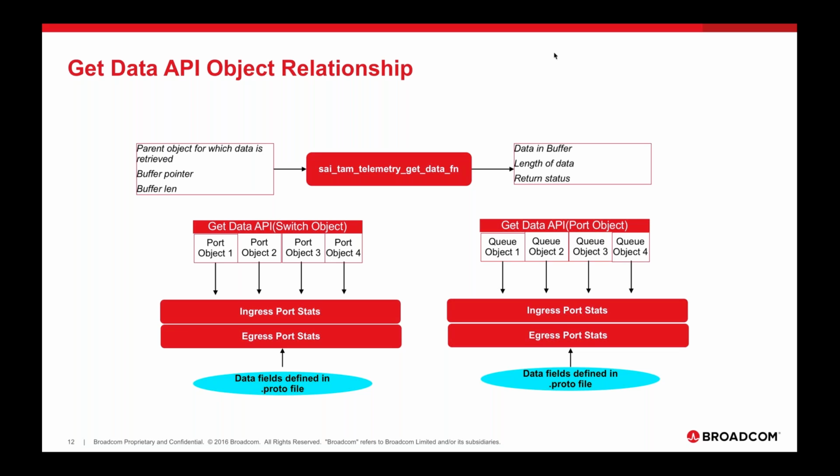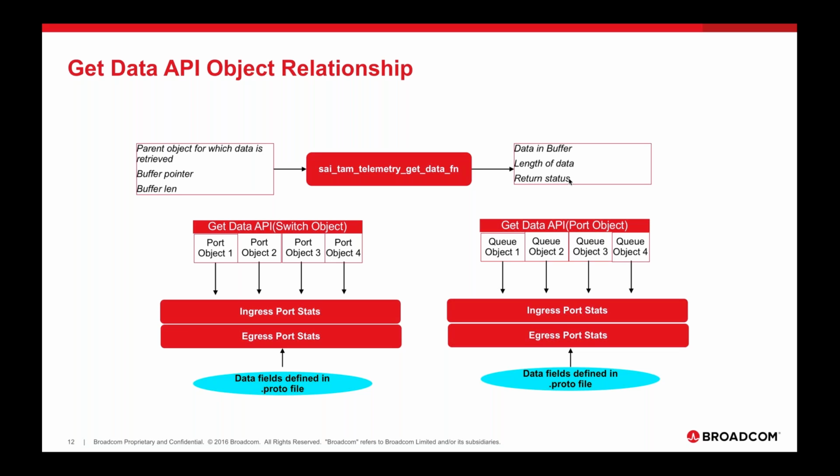In this model, there is one and only one API to get any kind of data from the switch, and the API is simple: get data. The parameters we pass are a parent object for which any data is requested, so you give a SAI object as the parent object, and also provide a buffer and the buffer length. The parent object, along with the attribute list, provides the walk down on the data that needs to be collected. On completion of the API, the buffer is populated with the data, the amount of data returned is in the length, and there is a return status. So it's a very, very simple API, and there's only one API.